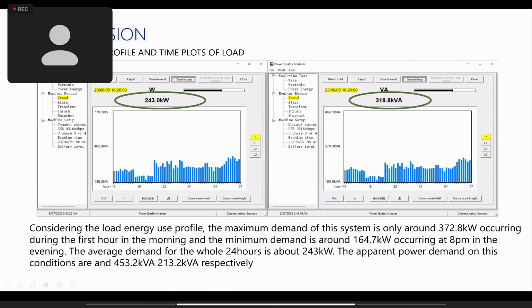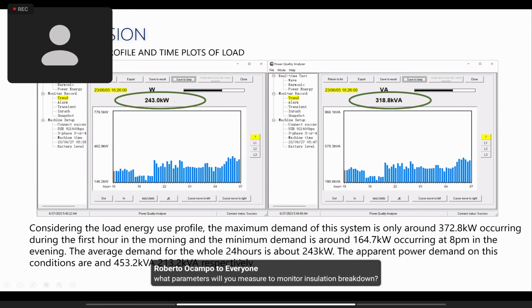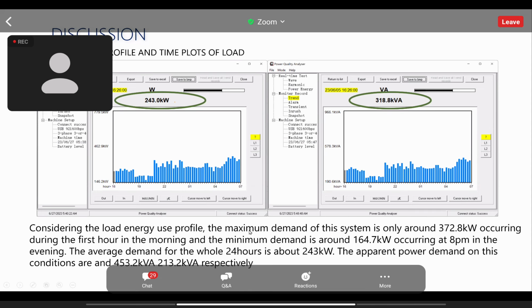Then you also measure the load profile of the system. We find out that it's regular for several period of time. Now, considering the load use profile, maximum demand of the system is only around 372 kilowatts occurring during the first hour of the morning, and the minimum demand is 164.7 kilowatts. Now, this information will help us also design the mitigation strategy that we are going to apply, both in terms of renewable energy and yung distant power system kung magkaroon ng interruption. So ito magamit natin. So the average demand for the whole 24 hours is about 240 kilowatts.